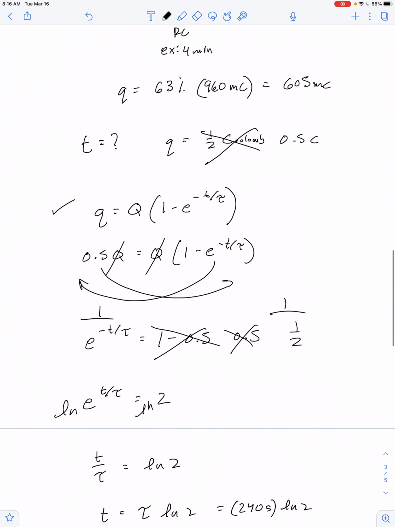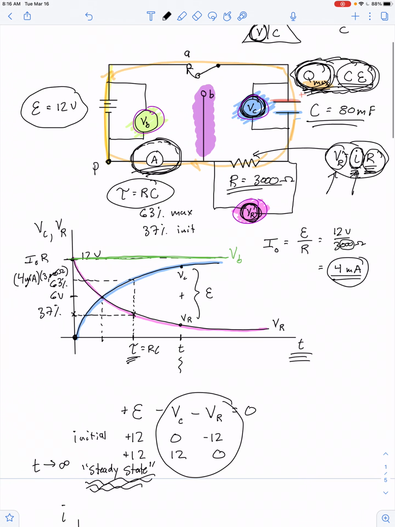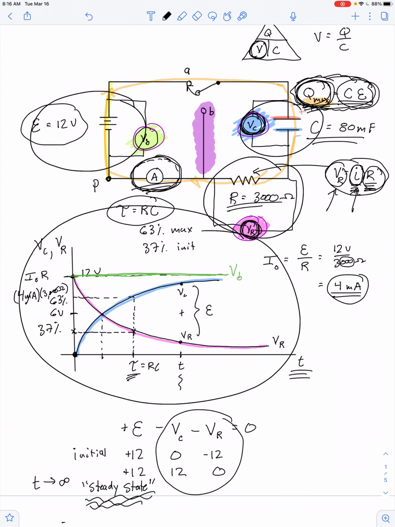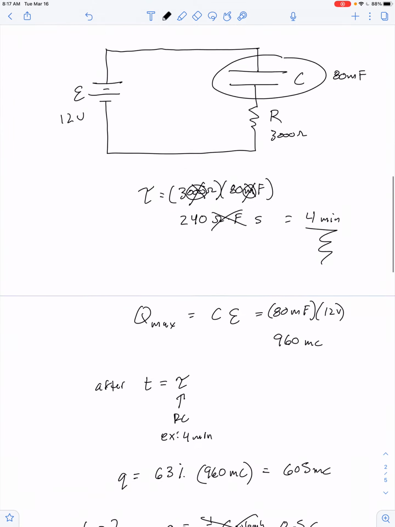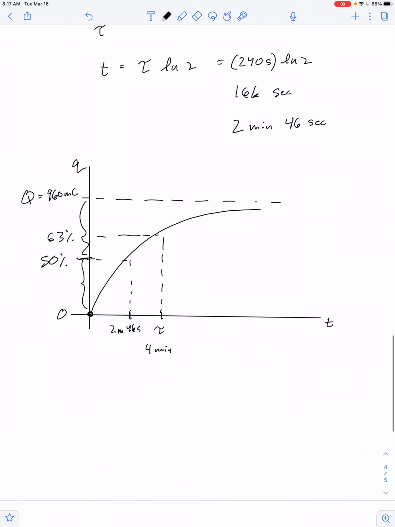So just a little insight into the different values that we could measure for the components of this circuit: the voltage across the capacitor, the voltage across the resistor, the voltage of the battery, all of those graphed here, the current in the circuit graphed here, the charge on either one of the plates of the capacitor graphed here.